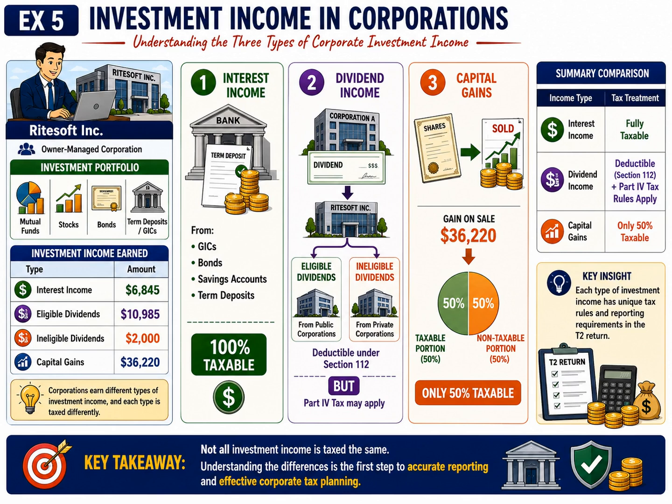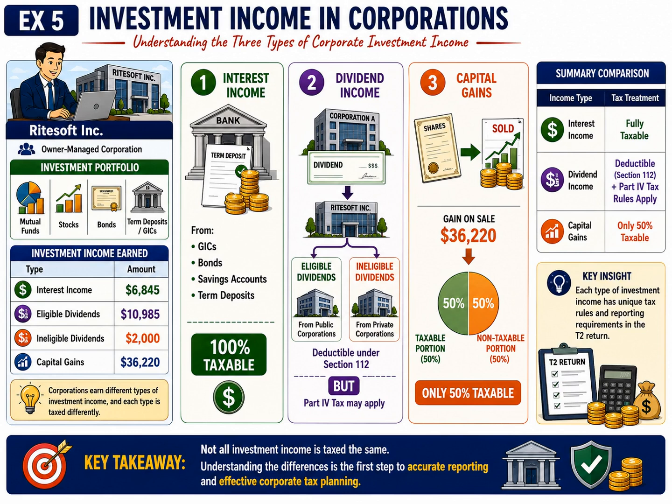The illustration shows the corporation's investment portfolio, which consists of several different types of investments. These include mutual funds, publicly traded stocks, corporate bonds, and term deposits such as guaranteed investment certificates, or GICs. Each of these investments can generate different kinds of income, and each type is treated differently under Canadian corporate tax rules. Below the investment portfolio, you'll see the actual income earned during the year.